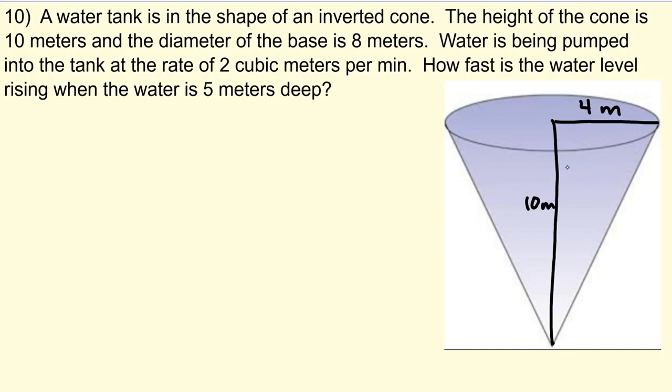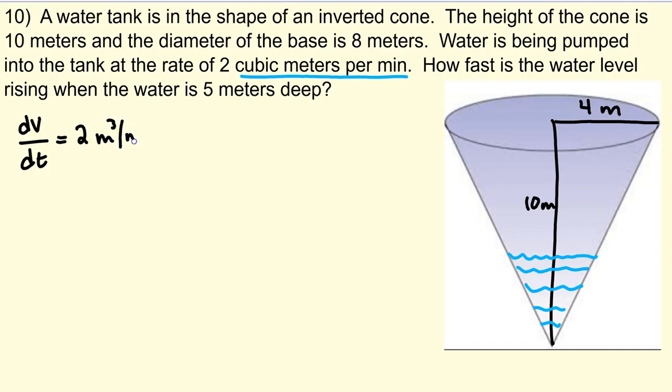Water is being pumped into the tank at the rate of 2 cubic meters per minute. So at some point in time, we have all this water in here. And the rate of change in cubic meters per minute, focus on cubic meters, that's an indication that we're talking about volume. So one of our knowns is that dV/dt, the rate of change of the volume, is 2 cubic meters per minute. Is it positive or negative? Is the volume increasing or decreasing? The volume's increasing, so it's a positive rate. So here's the question. How fast is the water level rising when the water is 5 meters deep?